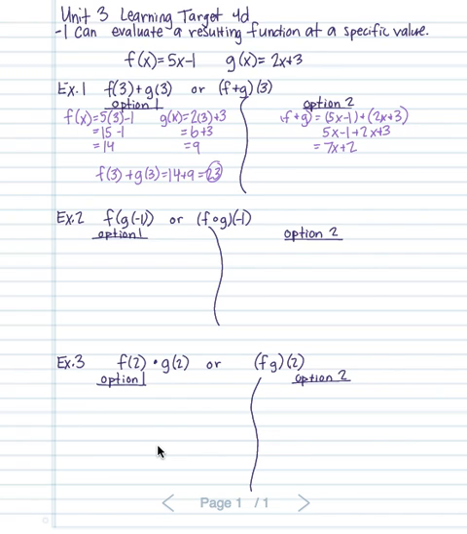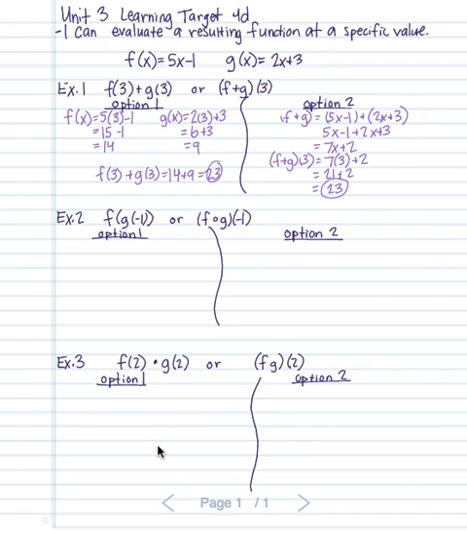So with option 2, you do the operation first. So in this case, we're adding our functions. And then you fill in the number. So 7, and then instead of x, we're going to put 3, plus 2. 21 plus 2 is 23. So your options are fill in the number first, then perform the operation. In example 1, the operation was addition. Or you can perform the operation first and then fill in your number.